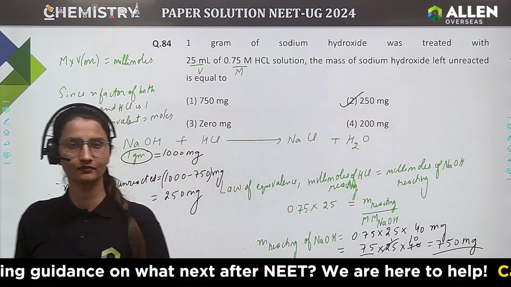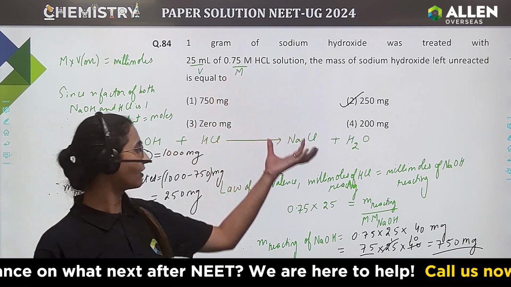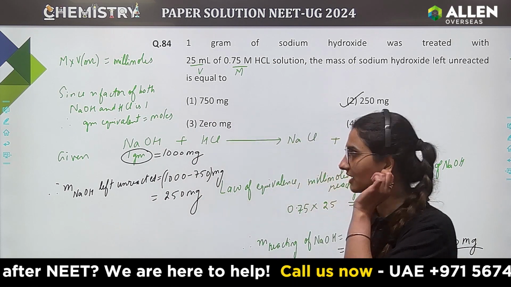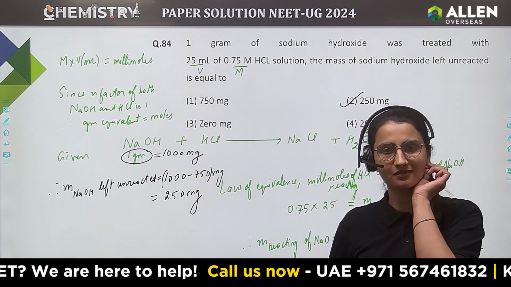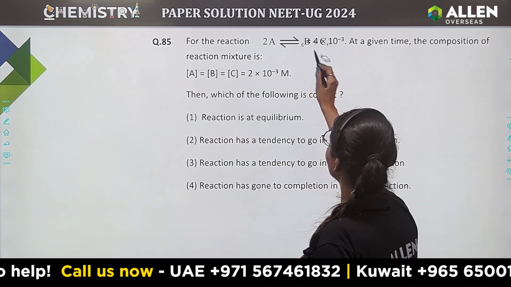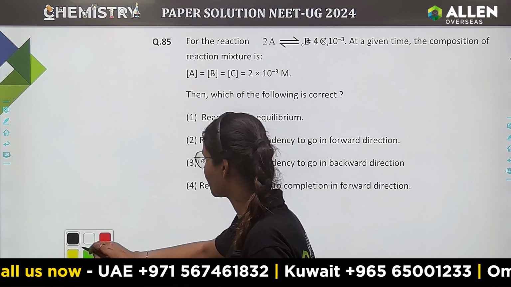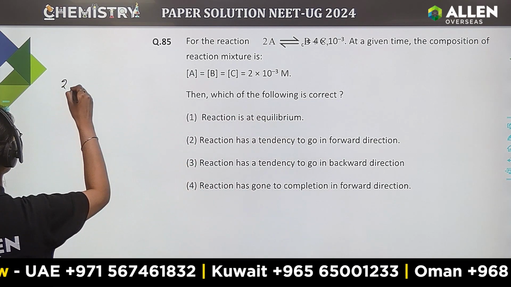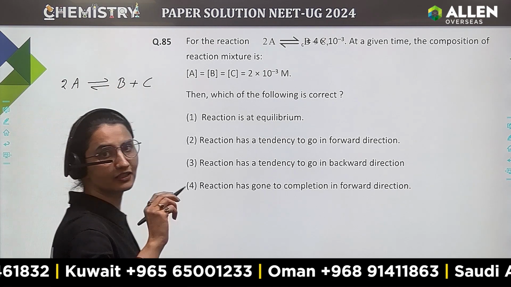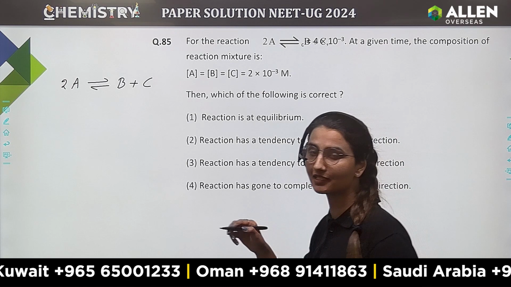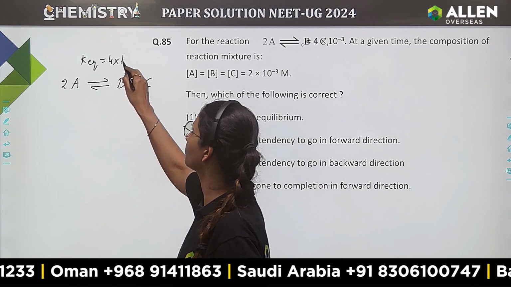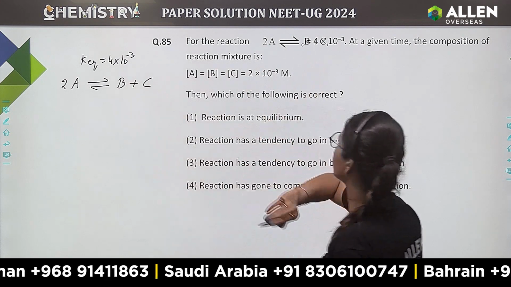Correct? Simple. From HCl I found out how much NaOH. If you want to do it in terms of moles, you can do so, but later we'll have to convert again into milligrams. Correct? So this is it. Okay, next, students, I'll correct this equation. The equation is 2A in equilibrium with B plus C. For this reaction, students, we are given K equilibrium. What is K equilibrium for this reaction? It is 4 into 10 raised to the power minus 3. I've corrected it here.